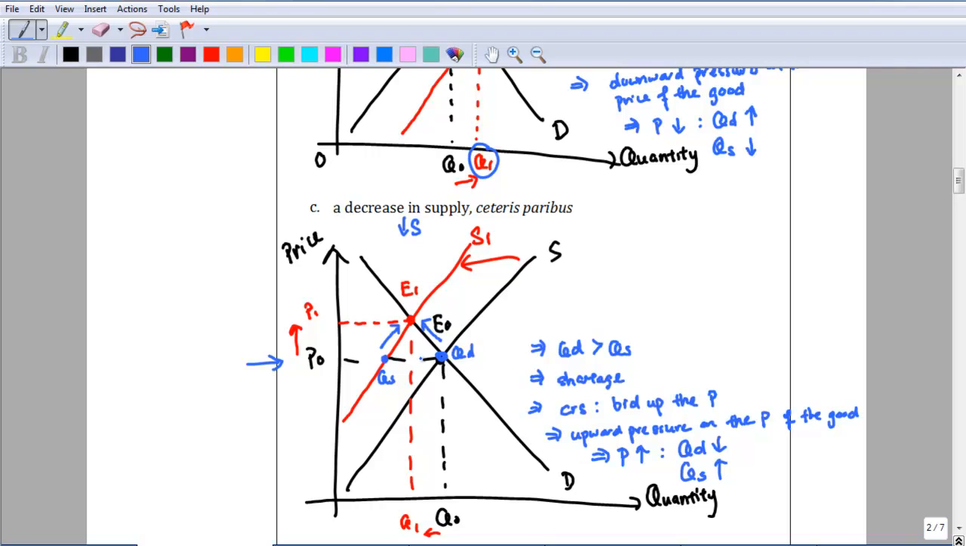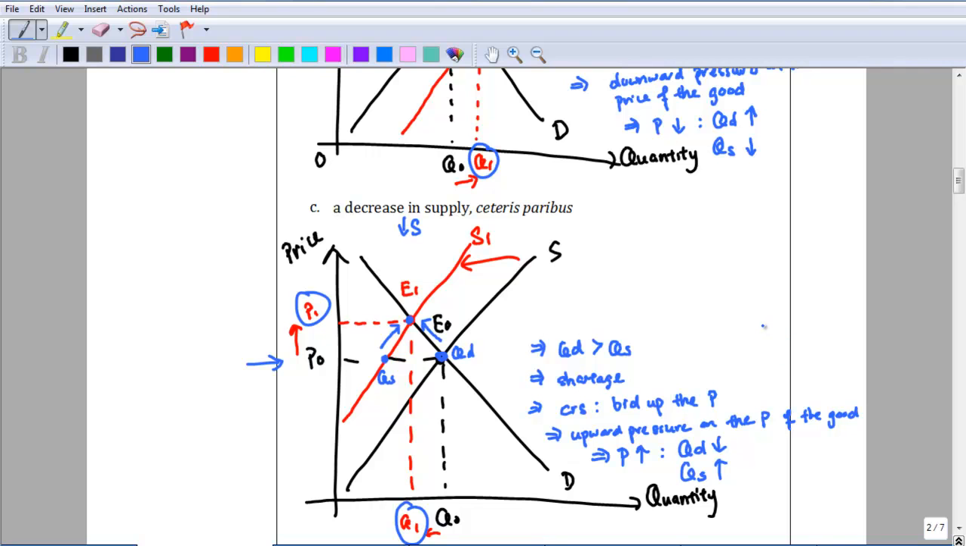So this process of consumers bidding with higher prices and producers increasing their output will continue until the new market equilibrium is achieved, which is at point E1. Because at this point, your quantity demanded will be equal to your quantity supplied once again, and therefore your new market equilibrium quantity is Q1 and your market equilibrium price would be P1.